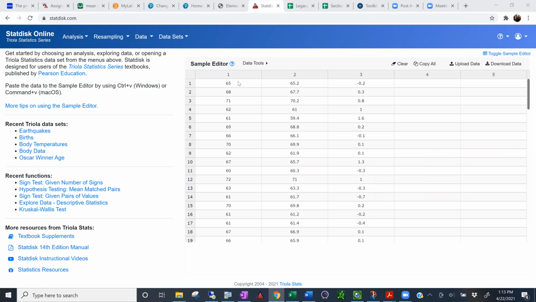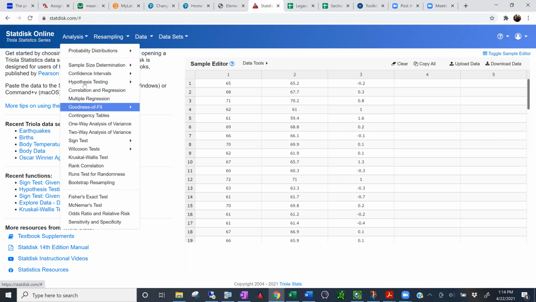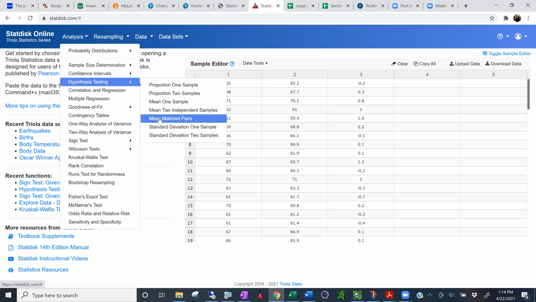So we're going to test for a median difference. Now this data is paired data. It's reported height and actual height for the same person. So that data is matched pairs. You could do this with the stuff that we did in section 9.3. You do analysis, then hypothesis testing, mean matched pairs, but that's not what we're going to do. That test requires certain assumptions that we're not making right now.